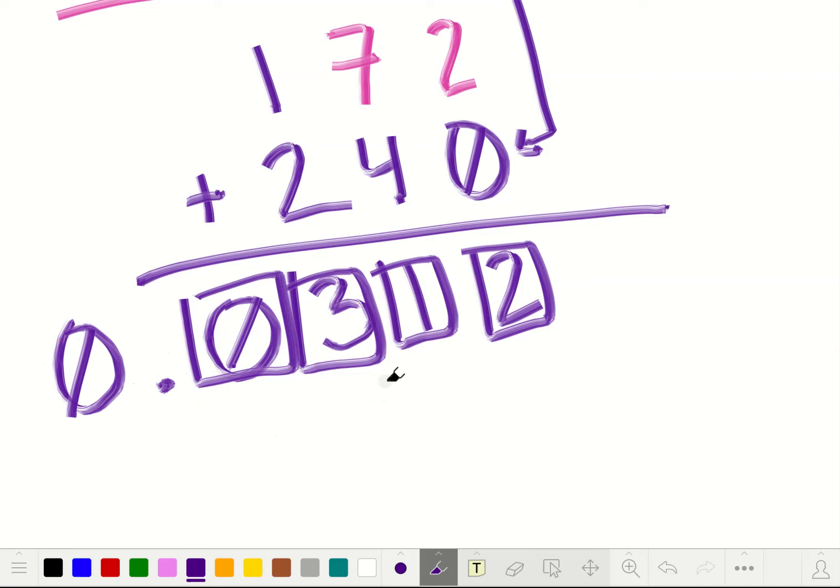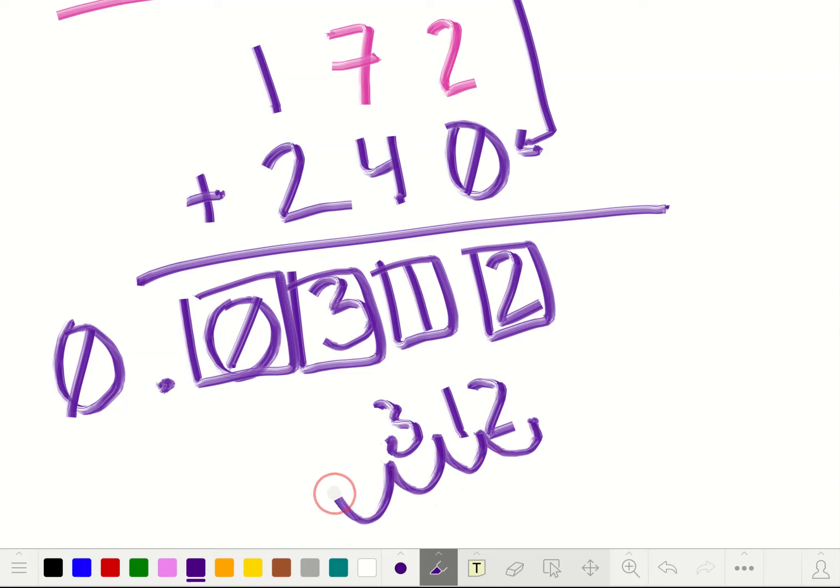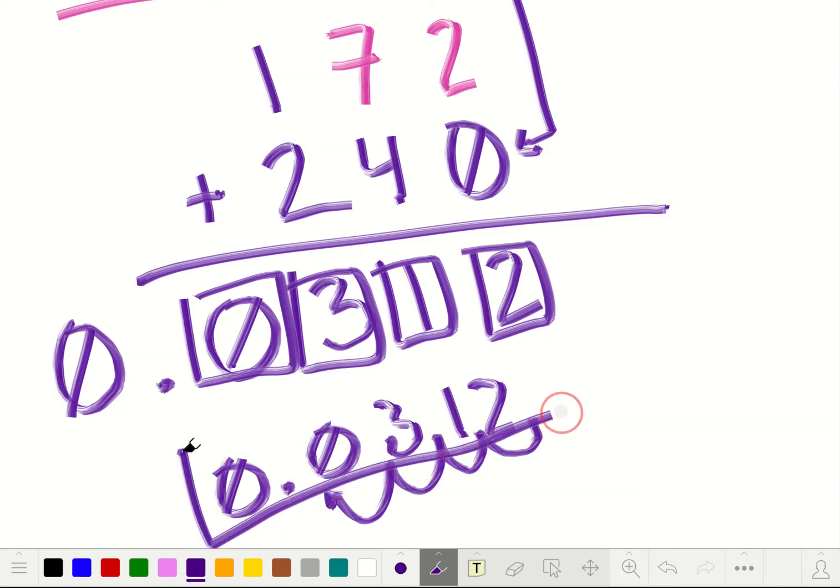Okay. Now, if you're doing it the old-fashioned way, if you don't like doing the boxes, decimal point goes right there. We're going to move it over 4 times. So 1, 2, 3, and 4 right there. And then put a 0 in the front just to make it look nice. So your final answer is going to be 312 10,000ths, or 0.0312.